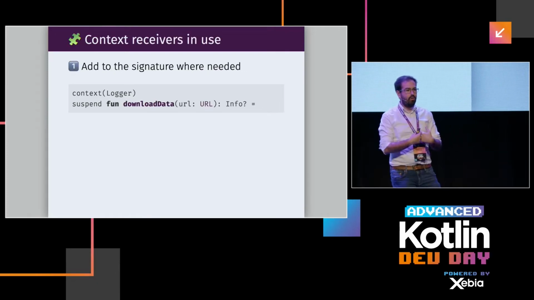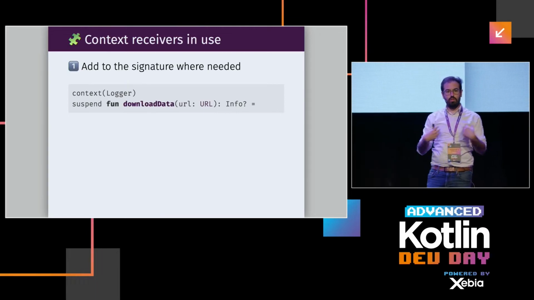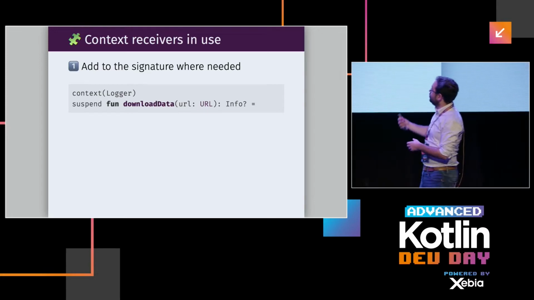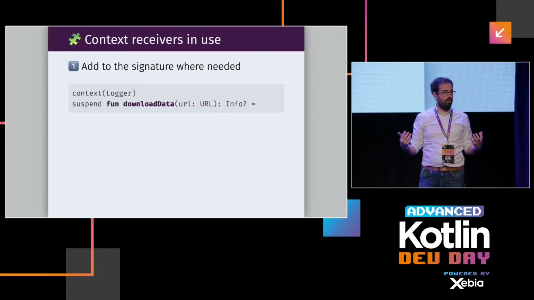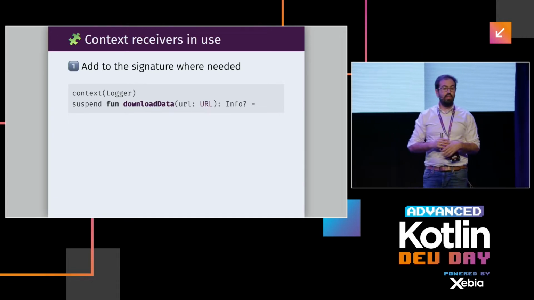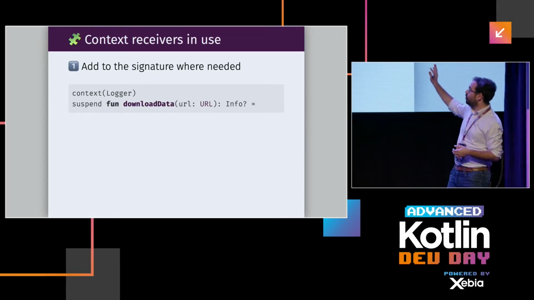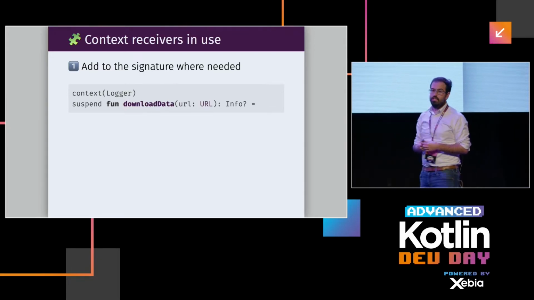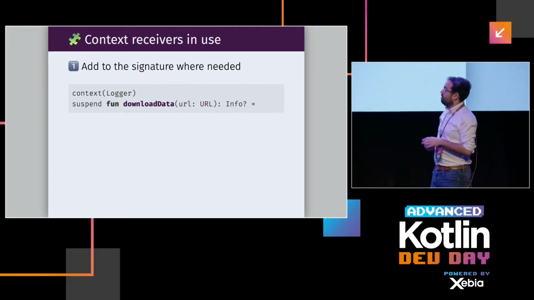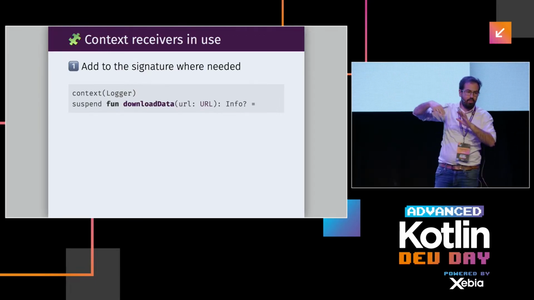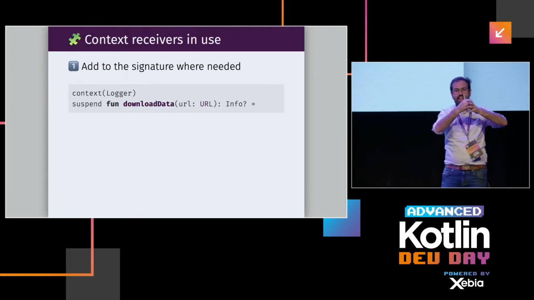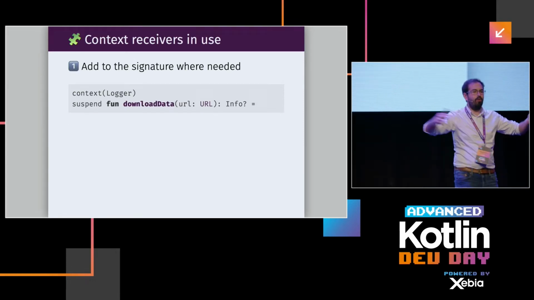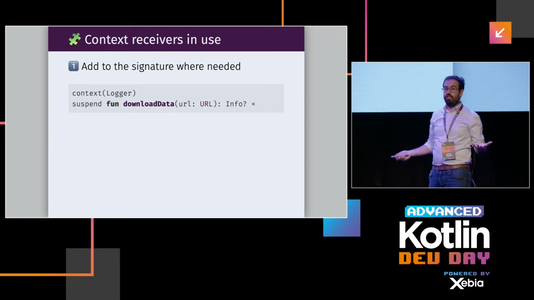So, how would you use context receivers to do dependency injection of your logger interface? The first thing you do is you add this to the signature of the function where you are using it. So, we have this download data function, and at some point we will like to log things, because it's doing whatever. So we add this context logger before the whole thing. I put it on top to showcase it's a context, but it's a very long signature. So it's actually context logger suspend fun. It's all one big thing. So that's the first step.